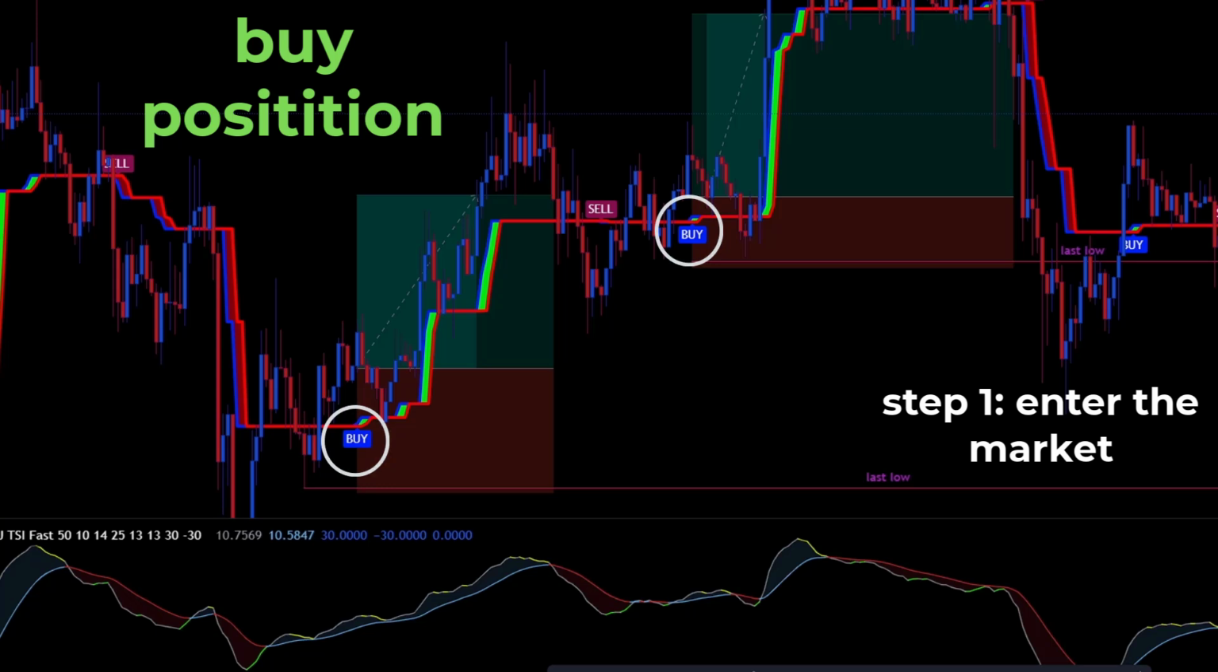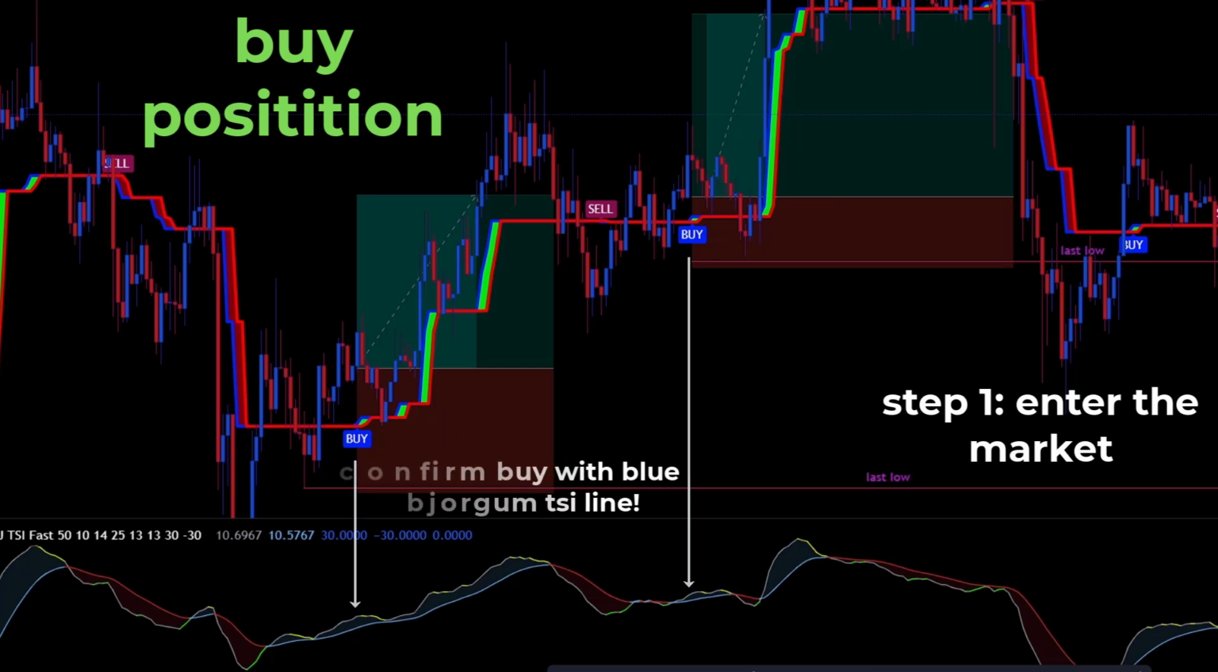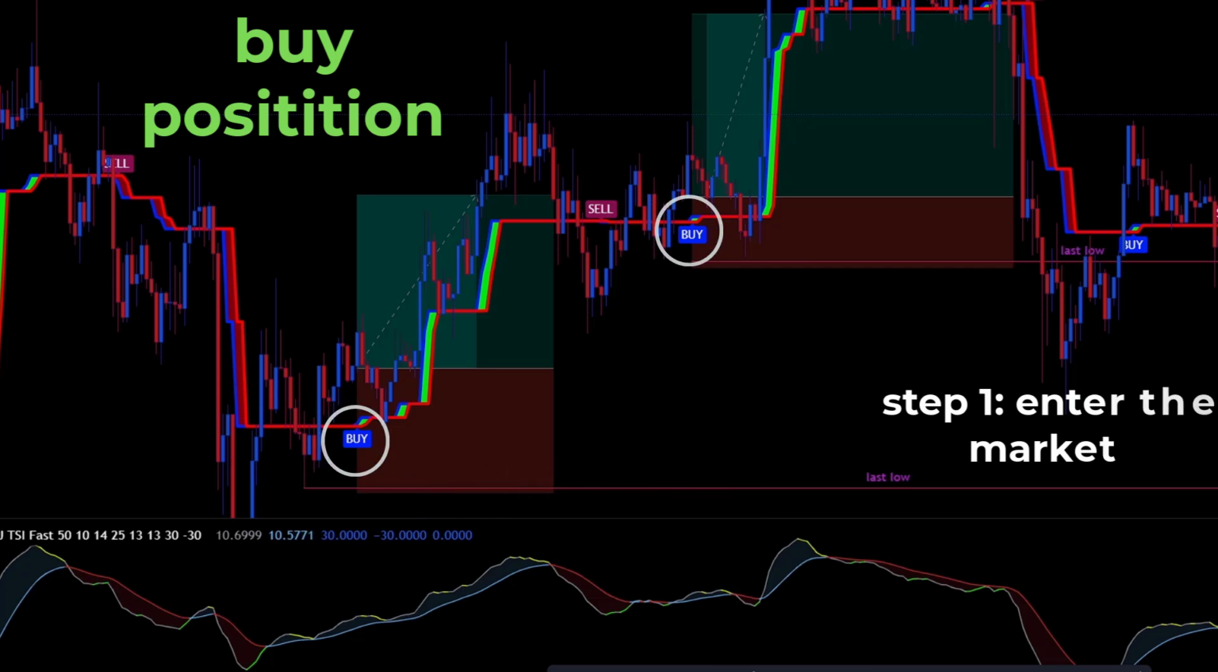We also need to confirm this on our Bjorgum TSI. If we see a blue line at this very buy signal moment, in this case we see this happening twice, so we can enter the market 2 times accordingly.